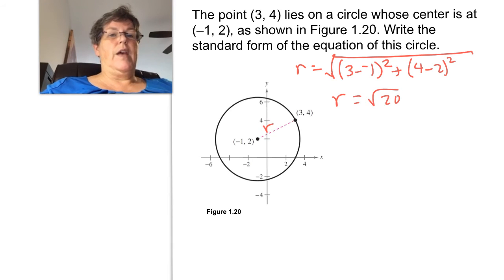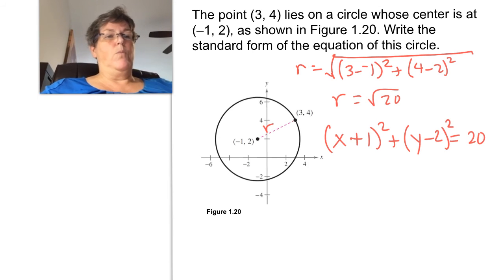So if the center is at -1, 2 and r is the square root of 20, then the standard equation is x minus -1, so x plus 1 squared plus y minus 2 squared equals r squared, which is 20. Voila, the equation of a circle.